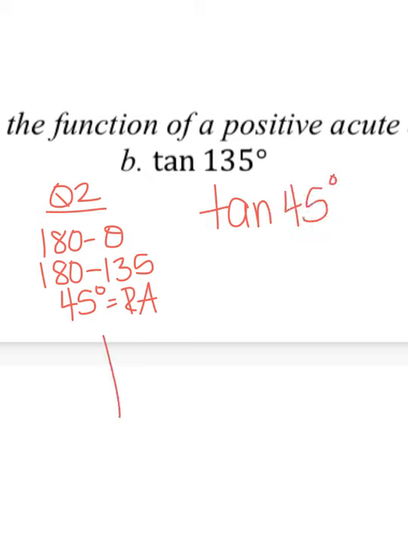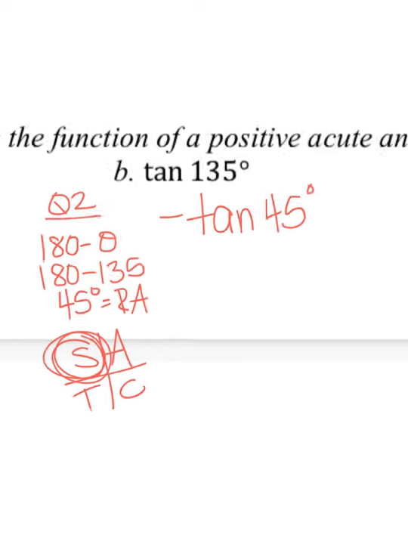But remember, we're in quadrant 2. All students take calc. That's quadrant 2. Only sine is positive, so you put a negative in front of the tangent. And then what you can do to check it, if you type in tangent of 135, press enter, and then negative tangent 45, press enter, you should get the same exact answer. You would get -1 for both of them.